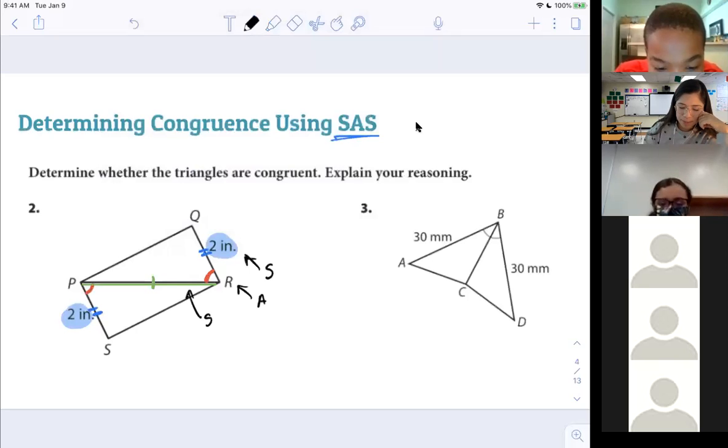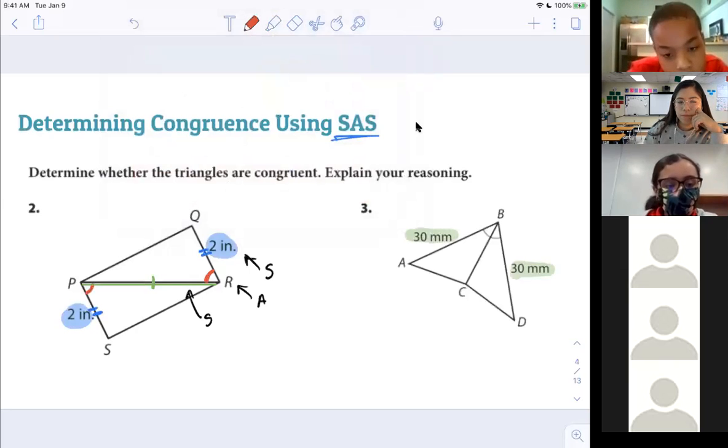Yes? Okay. What is my first S? 30 millimeters. The 30 and the 30. Okay, so that's S. What's the angle in between? BC or CB. Remember, the angle has 3 letters in its name. Wait, miss, is it BCA? BCA would be this one. So BAC. BAC would be this one. Then it's the other way around.